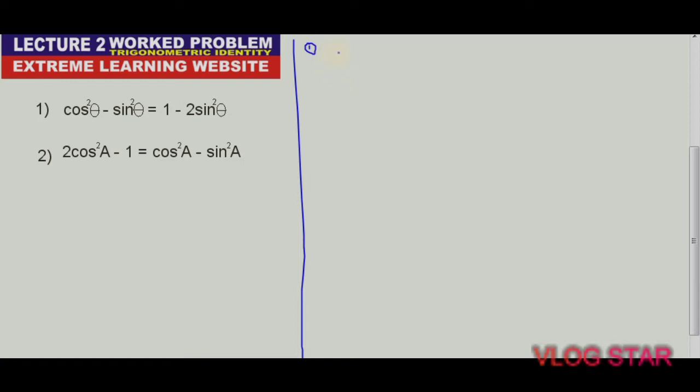cos square theta minus sine square theta is now going to give us 1 minus 2 sine square theta. So whenever a question like this is given to you, it is your time to prove whether this side is equal to this side, that is, whether the left hand side is equal to the right hand side. In most cases, it's supposed to be equal, but it's left for you to get the accurate answer. Let me show you some secret to doing this.